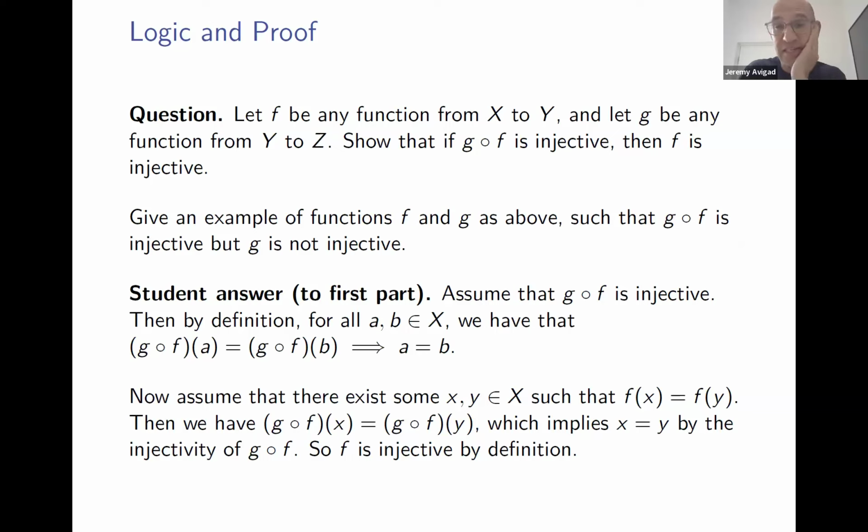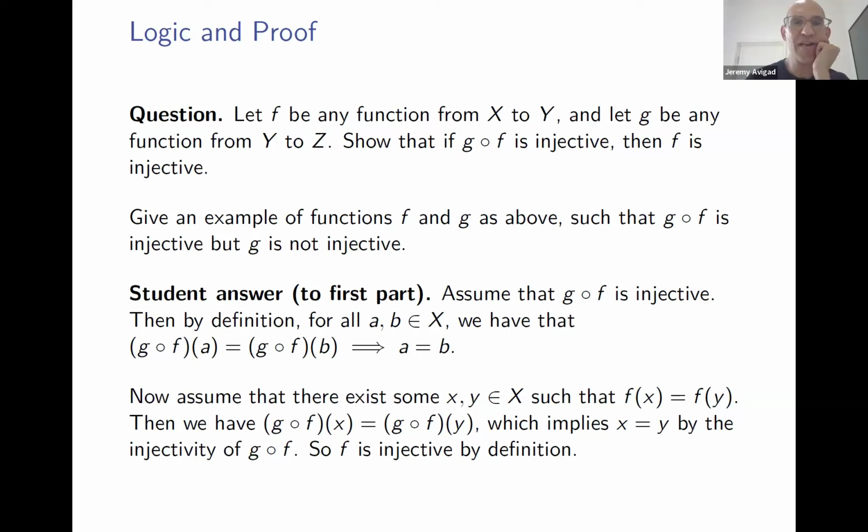And it's a pretty good answer, not perfect, but the homework goes: assume that g composed with f is injective. Then by definition, for all a, b in X, we have that g composed with f of a equals g composed with f of b implies a equals b. Then the student says, now assume that there exists some x, y in X such that f of x is equal to f of y. Then the composition applied to x is equal to the composition applied to y, which implies x equals y by the injectivity.